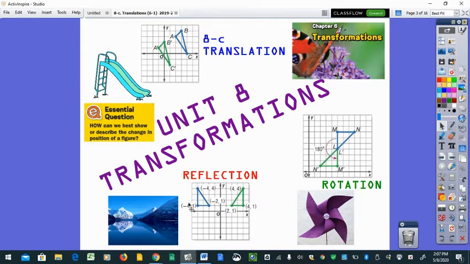The next thing we would talk about is a reflection, where you're going to notice its orientation is different. It's like it's looking in a mirror and it flips, and you can kind of see a real world picture over here of the reflection of that mountain. The last one is going to be a rotation. That's a spin. If you play basketball, think of planting your pivot foot and spinning around on that pivot foot.